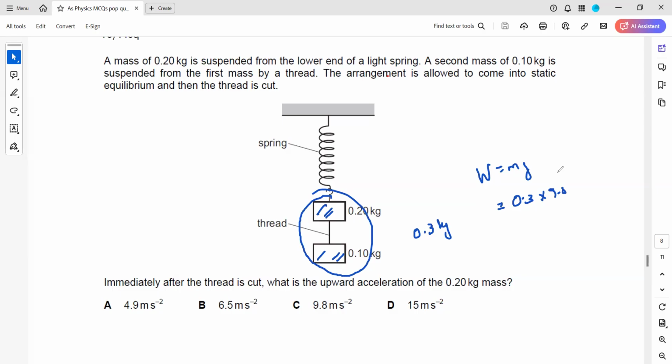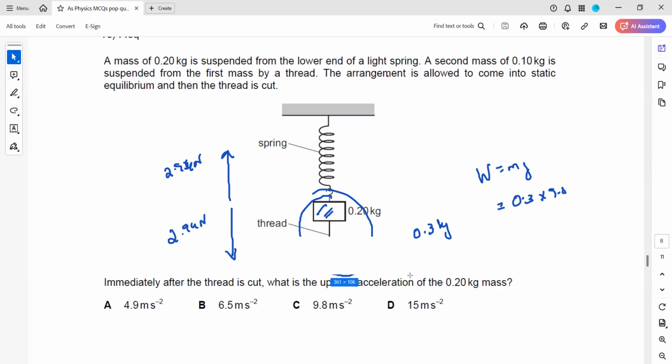0.3 into 9.8. Because first, when it is in equilibrium, the total downward force should be equal to the total upward force. So we are finding the total downward force. So 2.94 newtons. So when it is in equilibrium, the total downward force is 2.94 newtons. So how much is the force of the spring? The force of the spring should also be 2.94 newtons. That is the first thing.